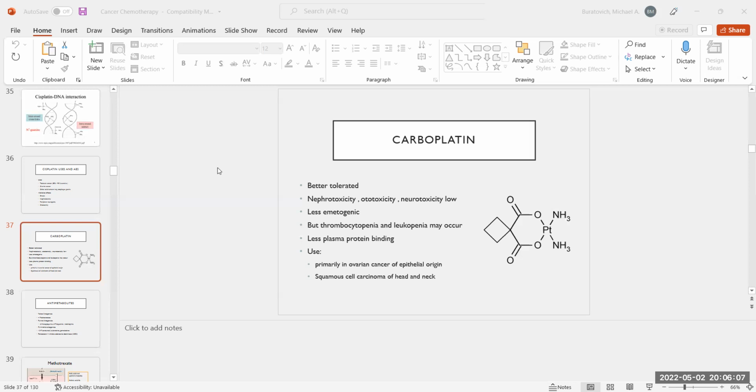Common toxicities of these drugs will include, again, myelosuppression, gastrointestinal disturbances, alopecia. These drugs are used in testicular and small cell lung cancer, and they're also used in leukemia.